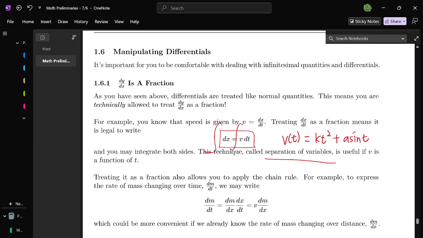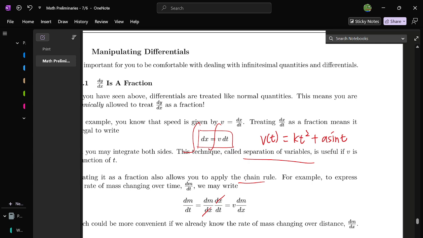Now, of course, if you treat it as a fraction, you can also apply the chain rule to it. So this is also another arbitrary example. If you're given some random physical setup where you have the mass changing over time, then you have this quantity dm dt, which represents the rate of mass changing per unit time. Then you can use the chain rule to write something like this. So dm dt equals dm dx times dx dt, because your dx can just cancel out. So we are just technically multiplying by 1 here. But you also know that dx dt is v. So this means that dm dt can be written in terms of v dm dx.